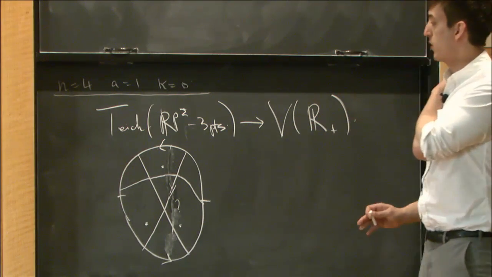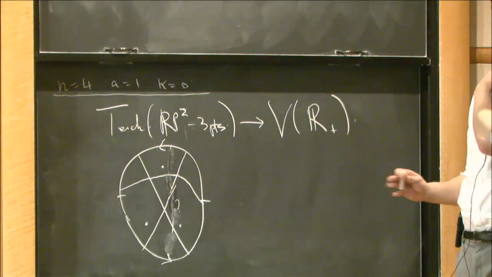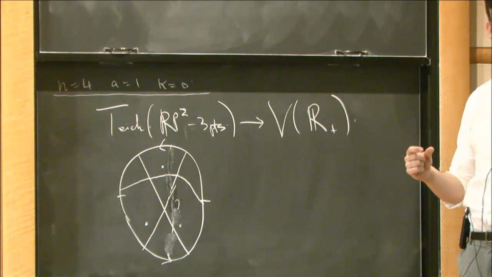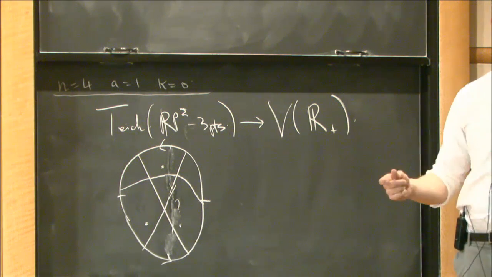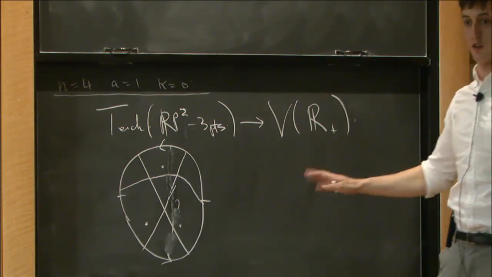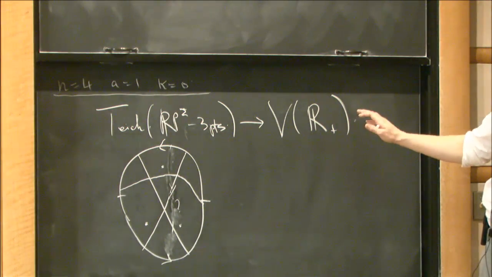So one thing to point out about these curves, though, is that there's a subtlety. They're one-sided curves, which means that when you thicken them, you get a Möbius band. So the fact that these can exist is to do with the fact that RP2 is not orientable. So there's something new going on here in this picture.